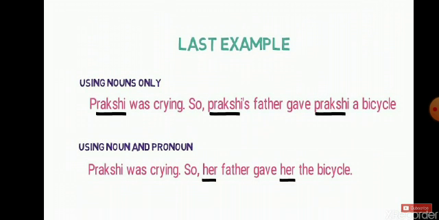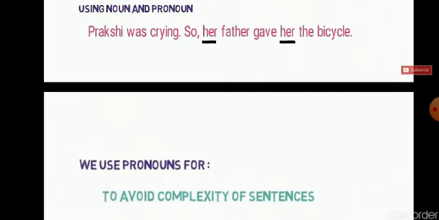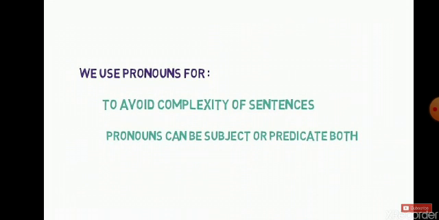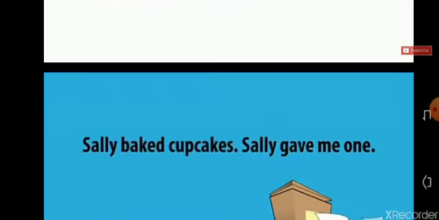Now let's have a look at another example. Prakshi was crying, so Prakshi's father gave Prakshi a bicycle. Prakshi was crying, so her father gave her the bicycle. So have you seen, children, that instead of writing Prakshi again and again, we have used her in place of the noun, which is Prakshi over here. Now we use pronouns to avoid complexity of sentences, and pronouns can be both subject or predicate, both.